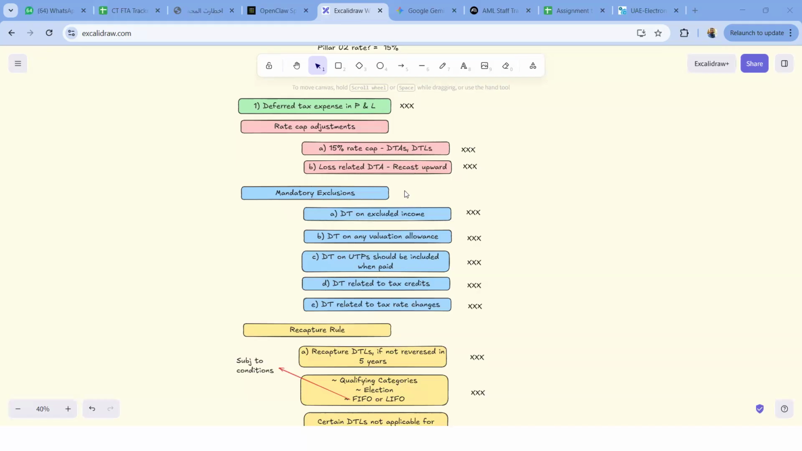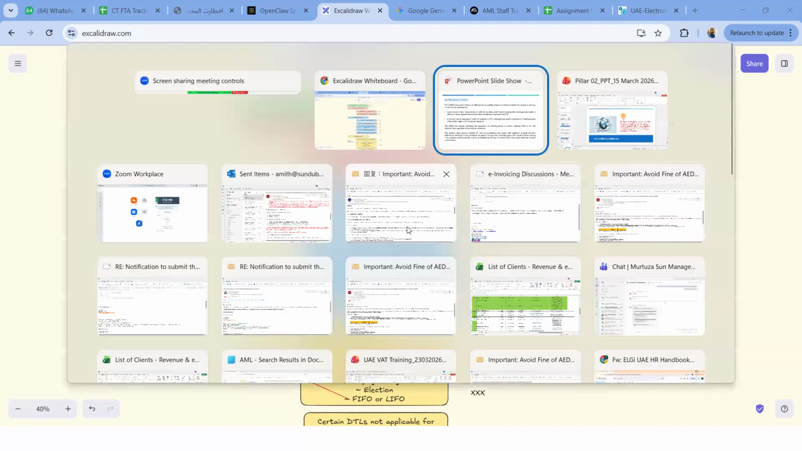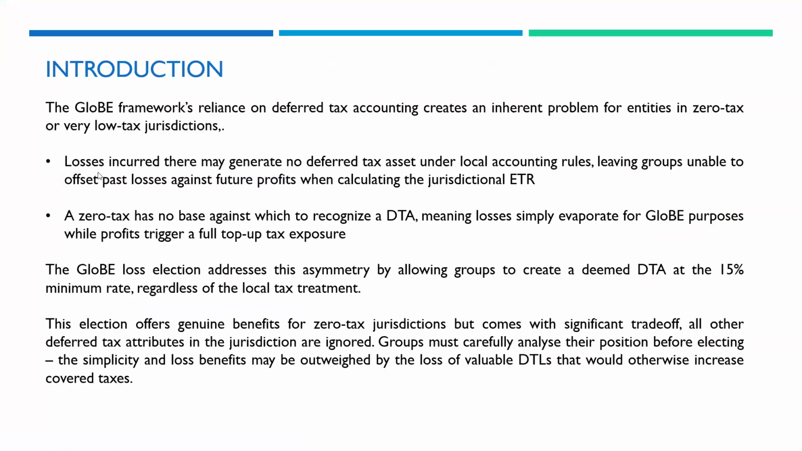Yeah. So that's what they're saying. That creates a problem for low tax. So losses incurred create an inherent problem for entities in zero tax, not low tax, zero tax jurisdictions. Losses incurred there may generate no deferred tax asset under local accounting rules, leaving groups unable to offset past losses against future profit when calculating jurisdictional ETR. Is that clear? The problem with zero tax jurisdictions, there won't be any DTA.